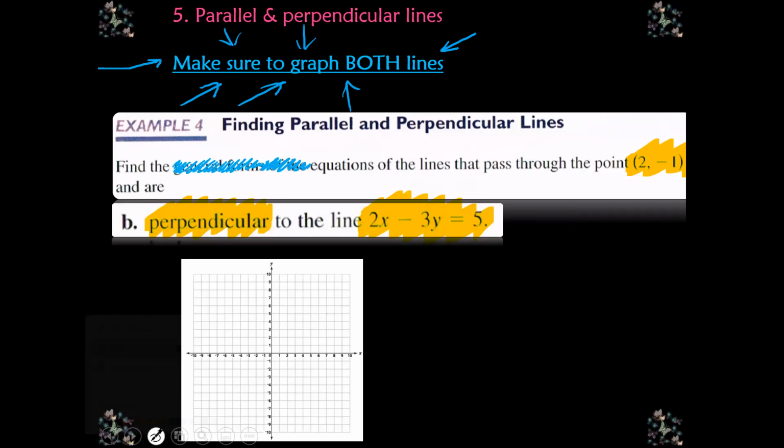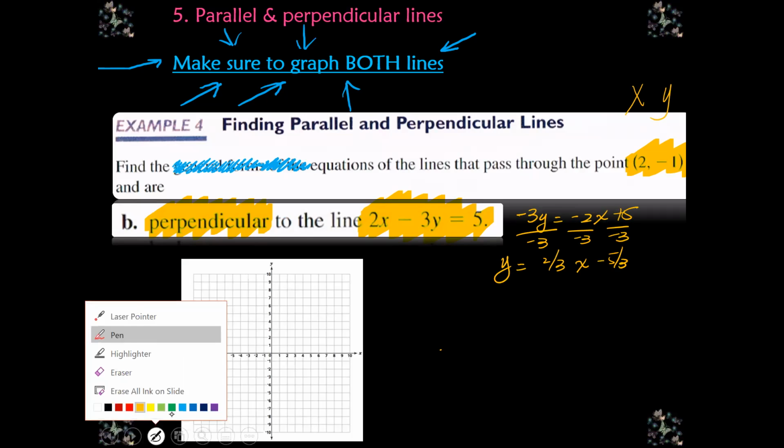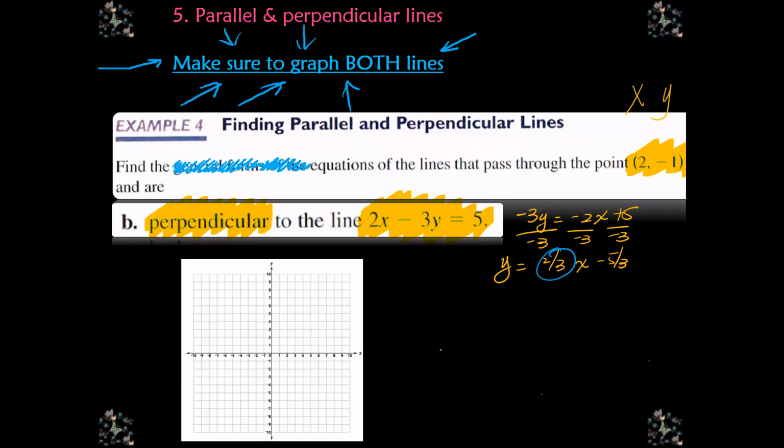Okay, example 4, part B. Here it says I want to find the equation that is going to be perpendicular to this. So I also have my x and y right here. Again, I need to solve this for y. So I have negative 3y equals negative 2x plus 5, divided by negative 3 on everything. y equals 2/3 x minus 5/3. Now, last time it was parallel, so it was exactly the same, but because this one is going to be perpendicular, you have to flip this and put a negative sign on it. So that is the slope I'm going to be using that's perpendicular.